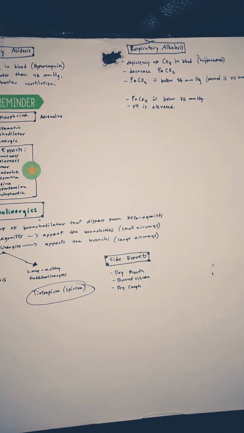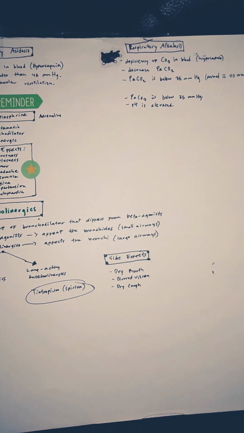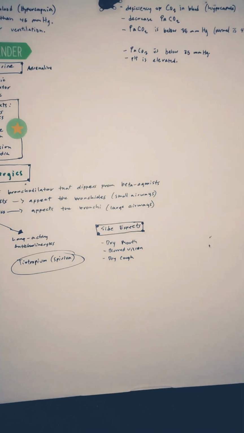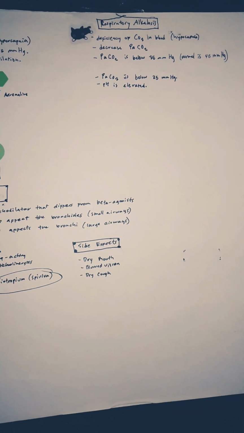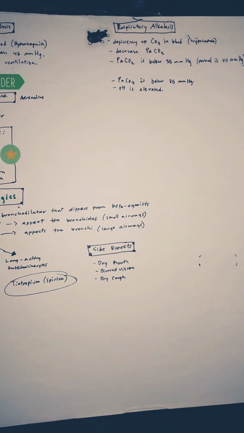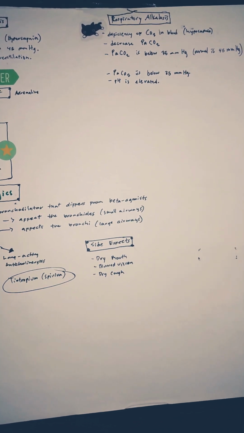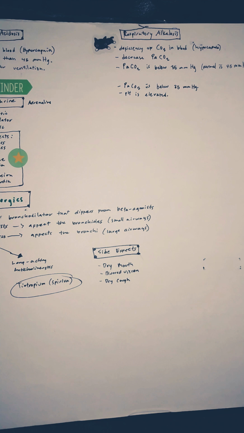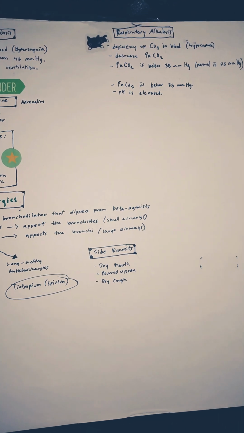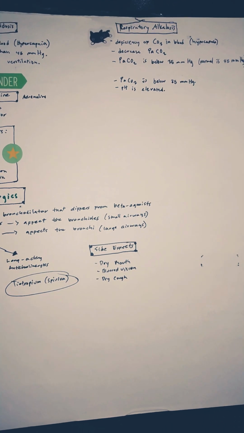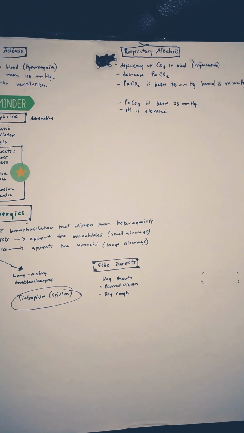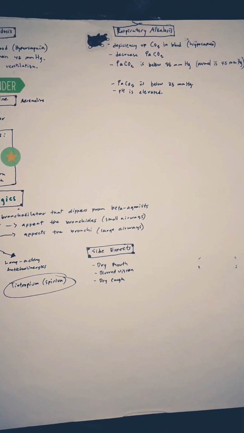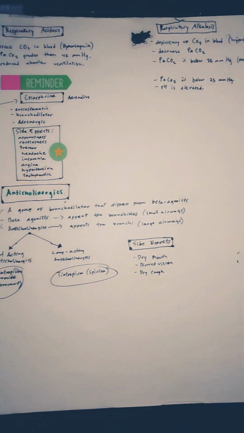And the pressure of carbon dioxide would usually be below 35 millimeters of mercury. Remember, the normal is about 45, right? And the PaCO2 would be below 35, as I mentioned before, 35 millimeters of mercury when we assess our patient. Therefore, the pH levels would be elevated with these patients, okay?